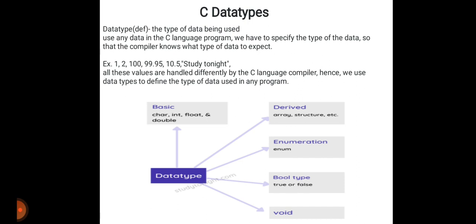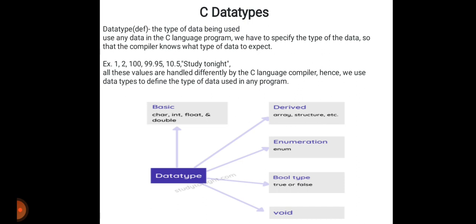Then in derived data types, there are array, structure, union, etc. Then enumeration, or enums, means named numbers. This is actually a separate topic, and we will study it one by one. Then bool type means true or false data. Then void means empty value. Void means nothing.